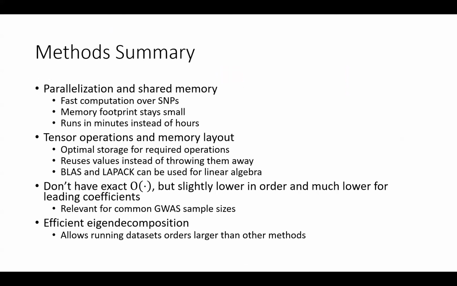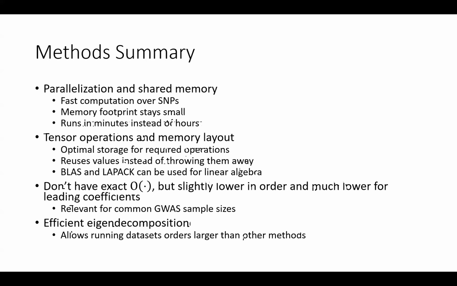To summarize my methods, I use parallelization and shared memory to allow for fast computation over all the SNPs while keeping my memory footprint small. We saw this results in a reduction from hours to 2 minutes. So that's really nice. The tensor operations and memory layout have been used to optimize our storage and reuse values rather than throwing them away.